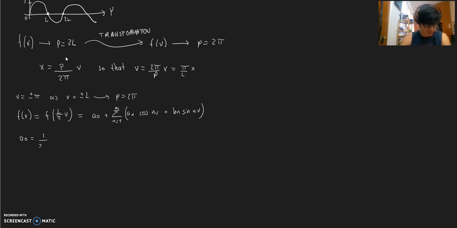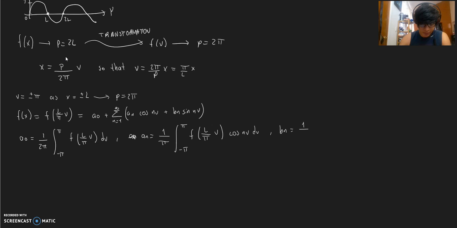a0 will be equal to 1 over 2 pi of the integral from minus pi to pi of f of L over pi v dv. a0, sorry, an, not a0, an will be equal to 1 over pi of the integral from minus pi to pi of f of L over pi v, times cosine of nv dv, and finally bn will be equal to 1 over pi of the integral from minus pi to pi of f of L over pi v times sine of nv dv. And as we mentioned earlier, n will be equal to 1, 2, to infinity.